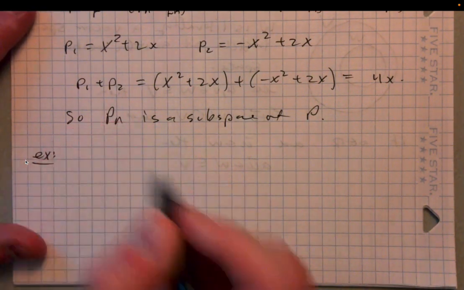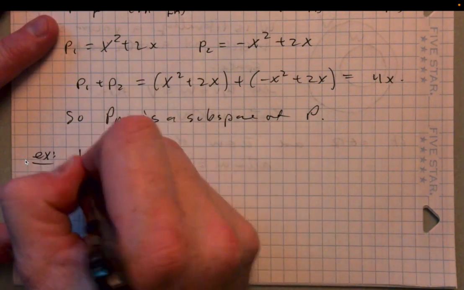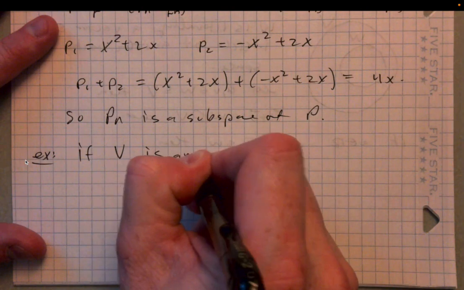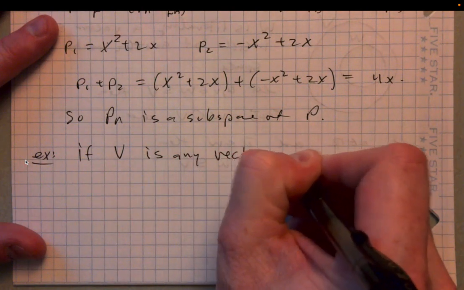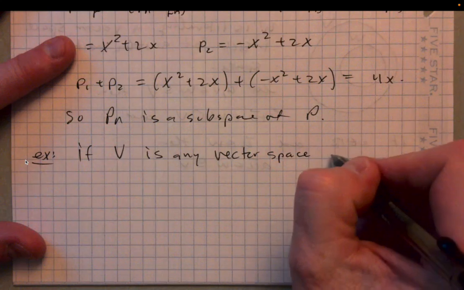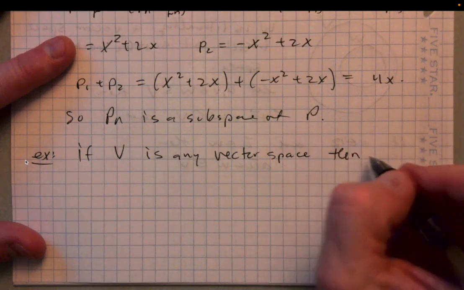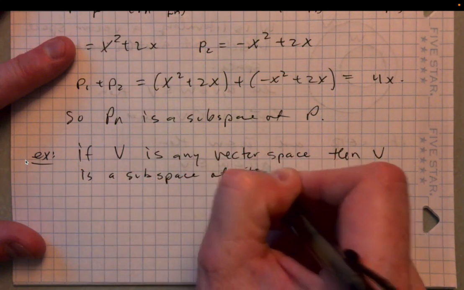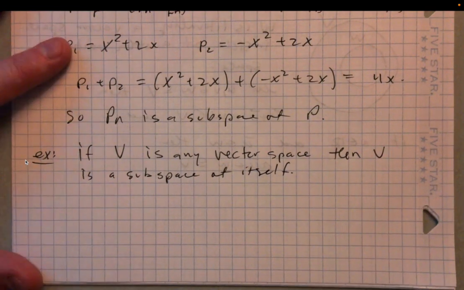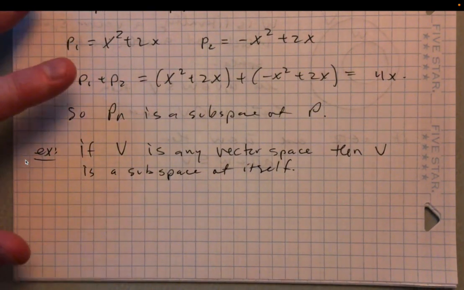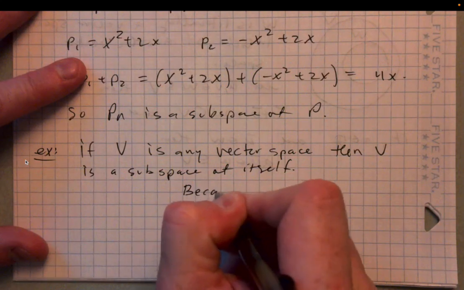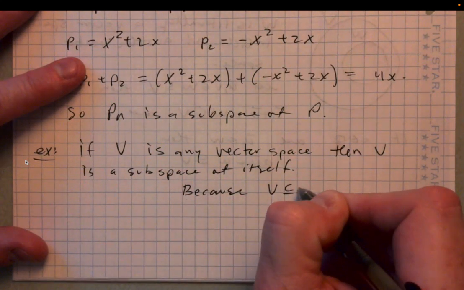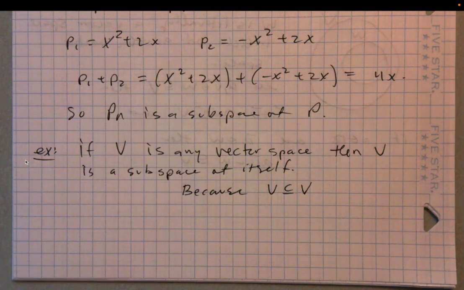Another example. If V is any vector space, then V is a subspace of itself. Why would that be? Well, because V is a subset of itself. It's not a proper subset, but it is a subset. So this is one of the trivial subspaces.